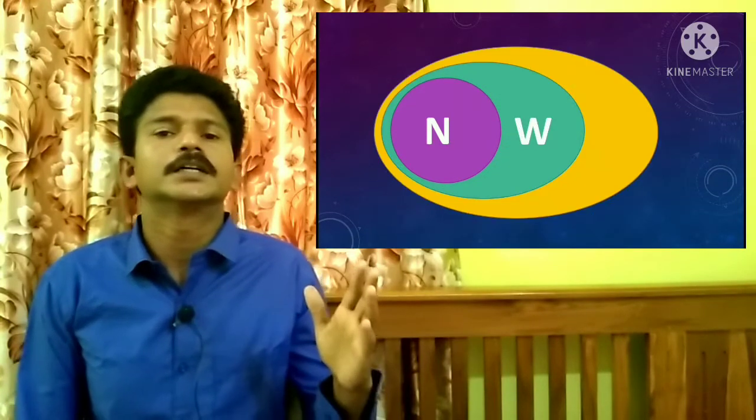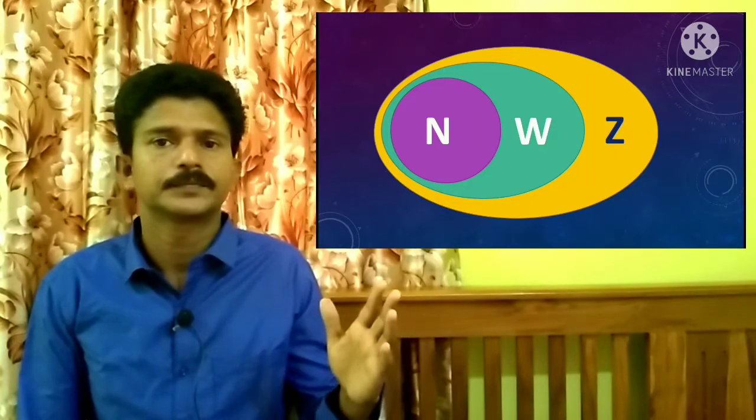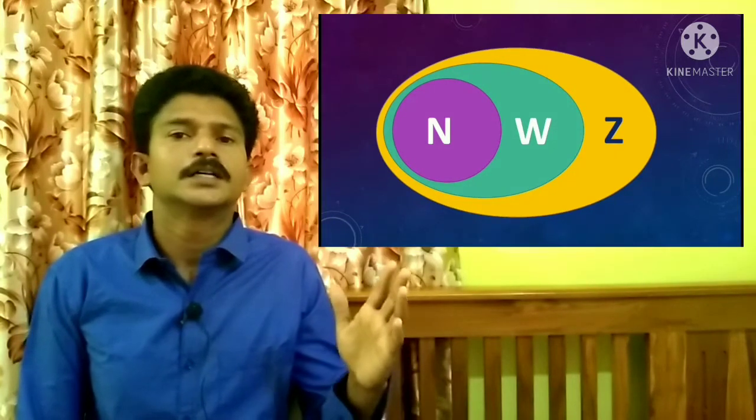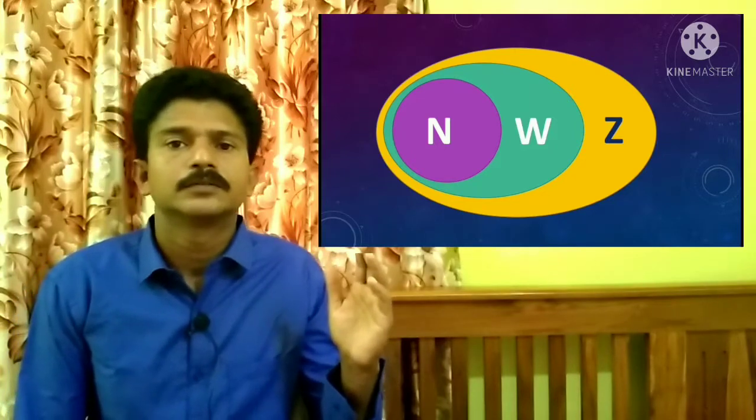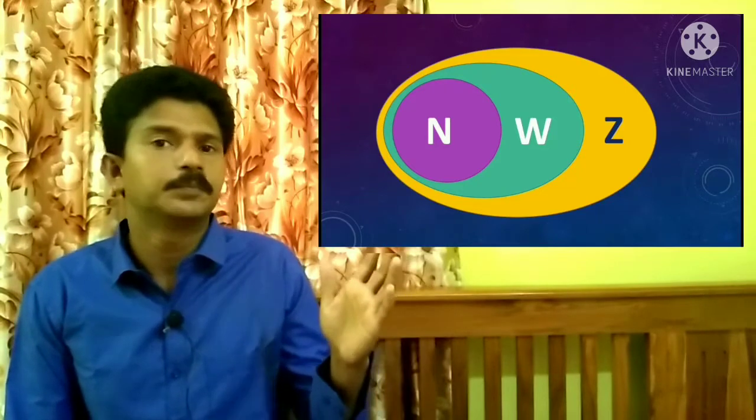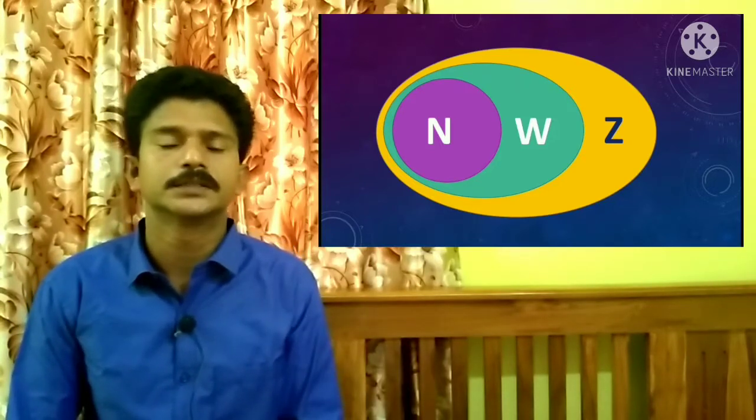It is denoted by the letter Z. Z stands for the German word Zahlen, which means to count. This yellow circle contains the green circle, which represents the whole numbers, and the pink circle, which represents natural numbers. Natural numbers are represented by the capital letter N, and whole numbers are represented by the capital letter W.